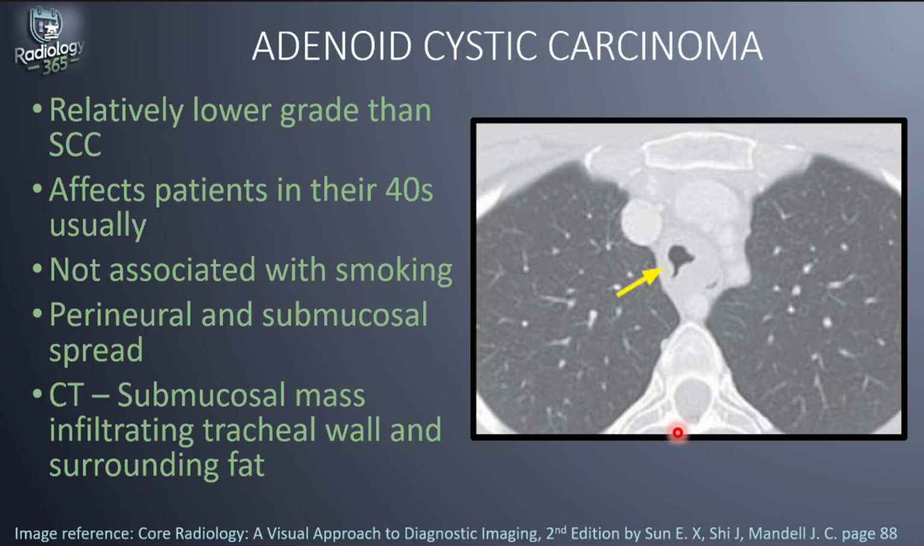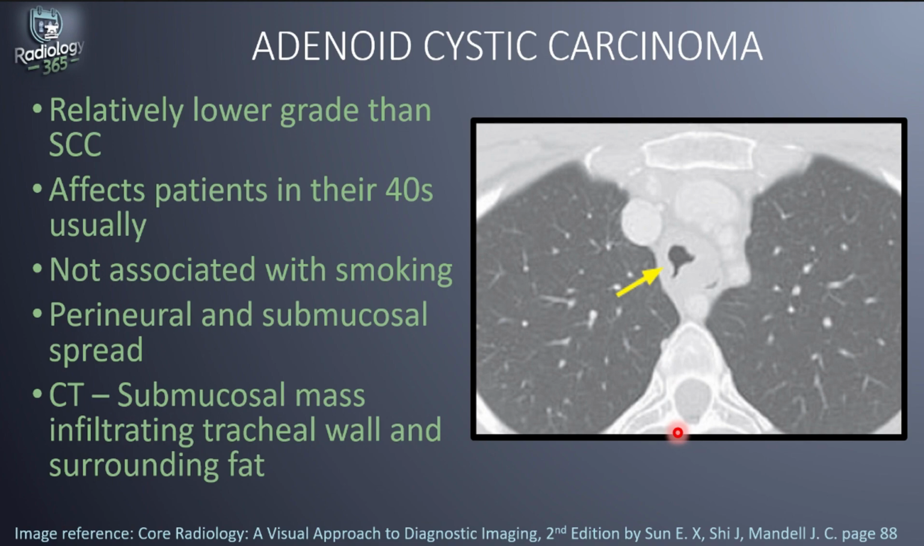Next, we'll talk about adenoid cystic carcinoma. We remember this is also one of the most common primary tracheal malignancies, and it's a relatively low-grade malignancy compared to squamous cell carcinoma. It usually affects patients in their 40s, which is about a decade younger than the typical SCC patient. It's not associated with cigarette smoking, again, unlike SCC, which is associated with cigarette smoking.